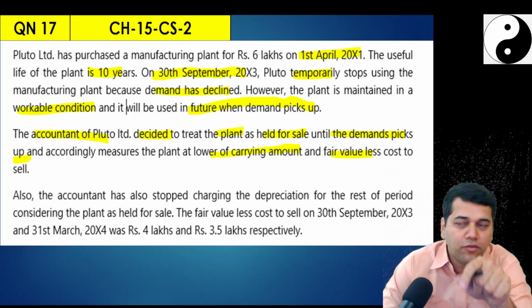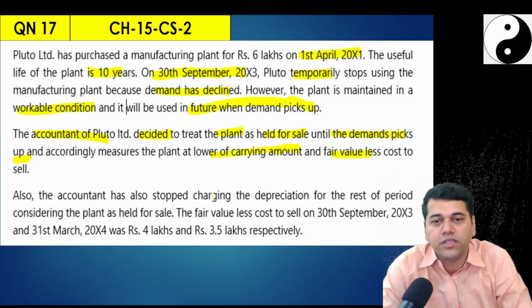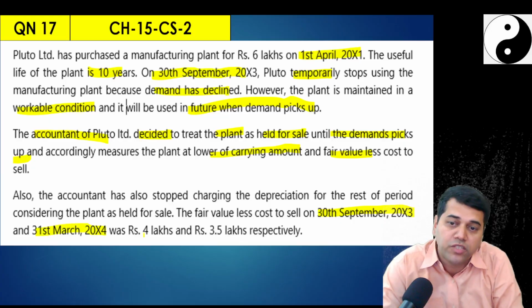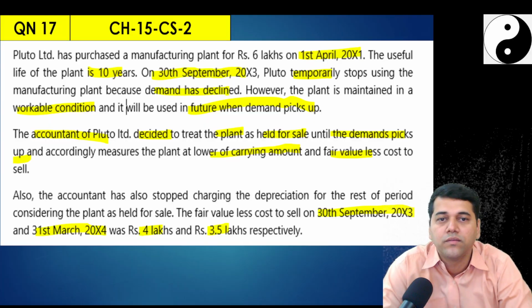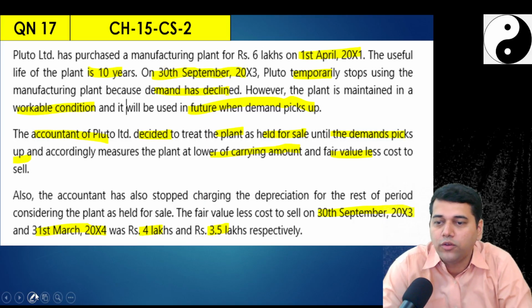If it's held for sale, then you should stop depreciation, no? So he treated that and stopped depreciation. The fair value less cost to sell on 30th September and 31st March was 4 and 3.5. What was the book value on this day?